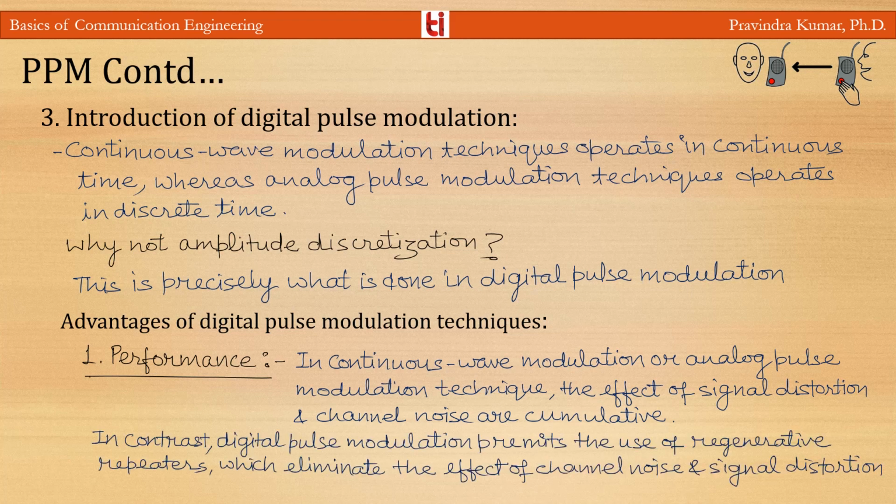In an analog communication system, using either continuous wave modulation or analog pulse modulation, signal distortion and channel noise are cumulative. Unfortunately, the use of repeaters in the form of amplifiers placed at different points along the transmission line offers little help, because message signal and noise are amplified to the same extent. In contrast, digital pulse modulation permits the use of regenerative repeaters which, when placed along the transmission path at a short enough distance, practically eliminate the degrading effects of channel noise and signal distortion.